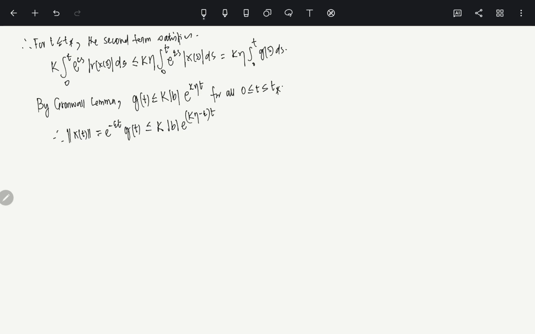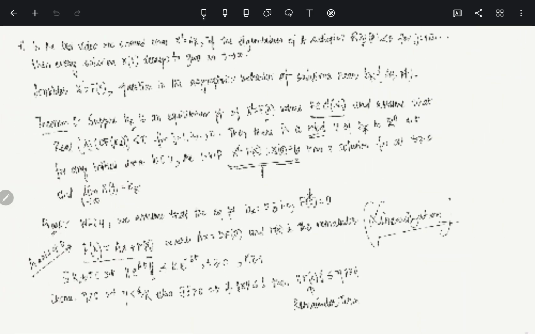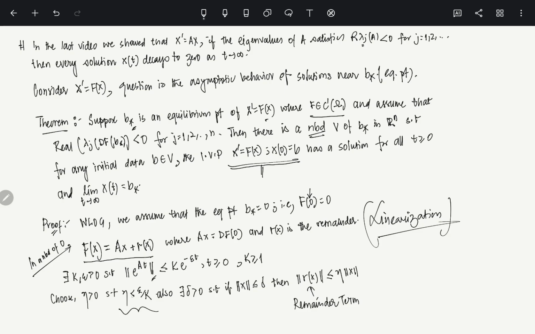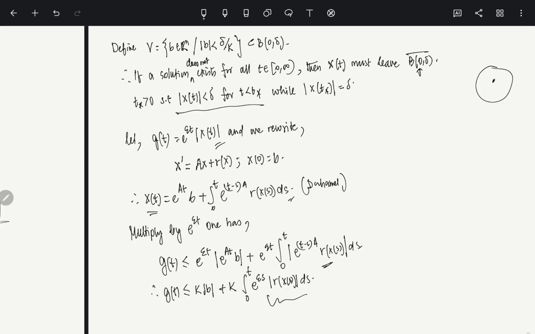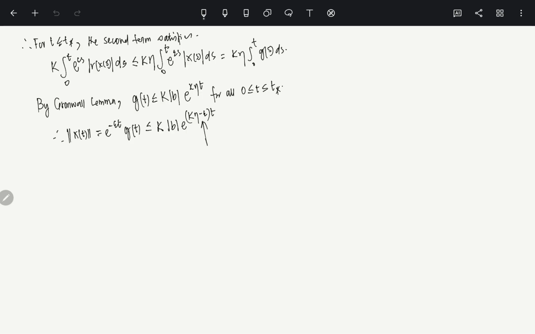That's what we have, right? So see, now the exponential is decaying, right? Why we choose k eta minus epsilon: if you look at this, you see k eta minus epsilon is negative. So as t tends to infinity, this particular exponential goes to 0. So the solution never leaves the ball of radius delta as t tends to infinity. Is it okay?